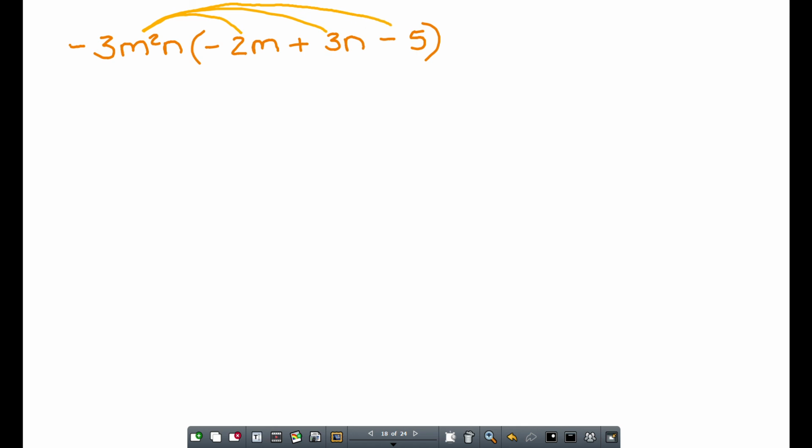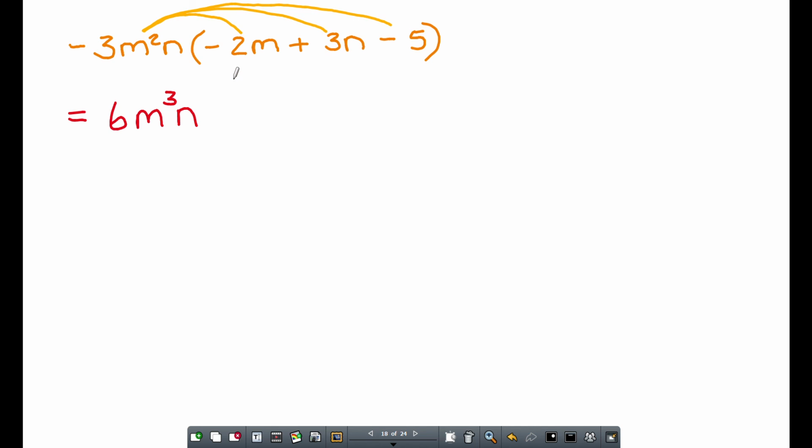So minus 3m squared n times minus 2m. Minus times a minus is going to give me a positive, which I don't have to write. 3 times 2, 6. And then m to the power of 3n. That was this multiplied with the first term.